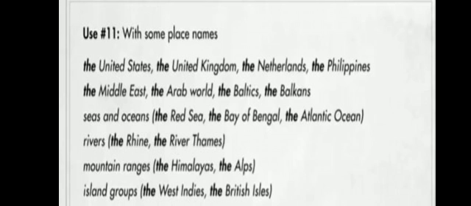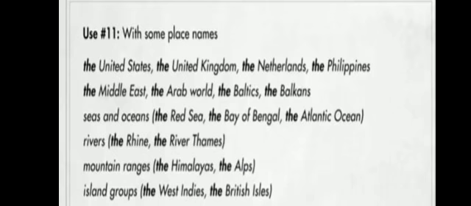So there are some names of countries, there are some names of states, where the definite article the has become the part and parcel of the names of those countries. So that is why these names will never be called without the word the. The United States, the United Kingdom, the Netherlands, the Philippines, the Middle East, the Arab world, the Baltics, the Balkans, seas and oceans, the Red Sea, the Bay of Bengal, the Atlantic Ocean, rivers, the Rhine, the River Thames, mountain ranges, the Himalayas, the Alps, island groups, the West Indies, the British Isles.